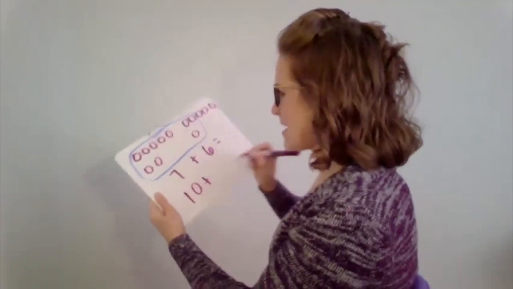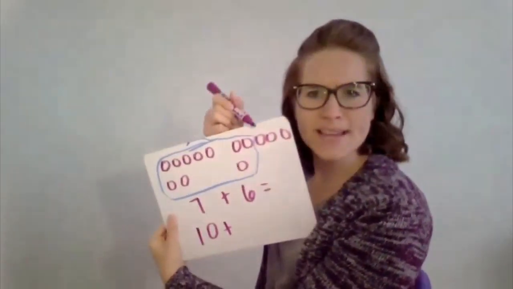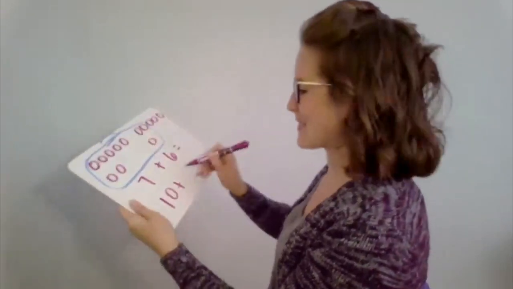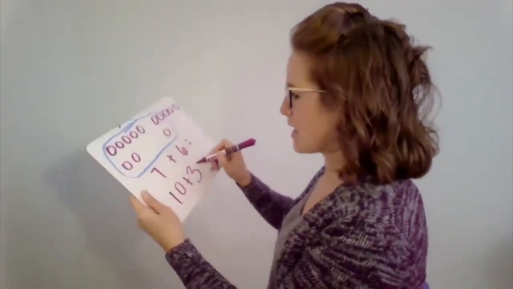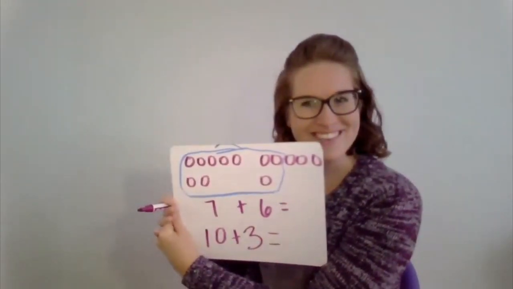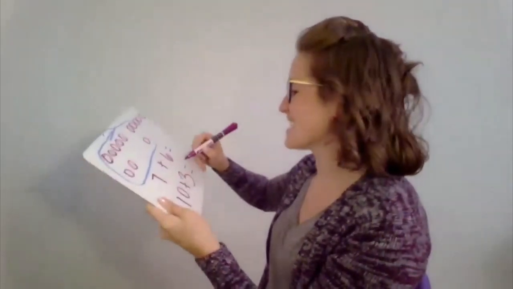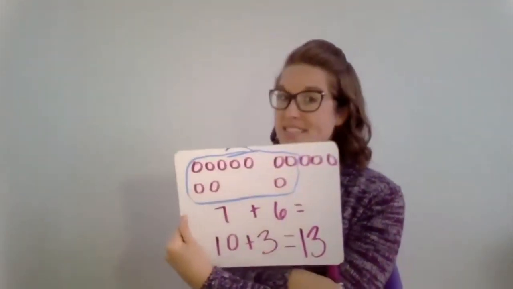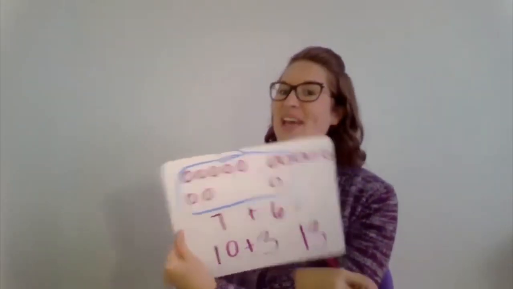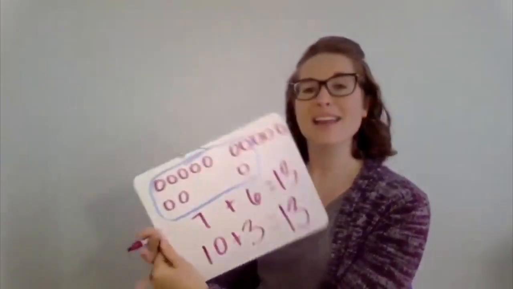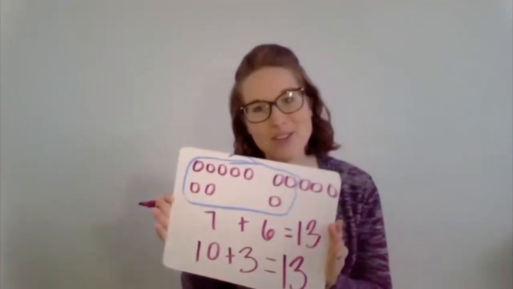10 plus. How many are not in the circle? 1, 2, 3. Very good. 3. And what did you say was 10 plus 3? 13. Excellent. If 10 plus 3 is 13, then what is 7 plus 6? 13 also. So altogether they had 13 pet turtles.